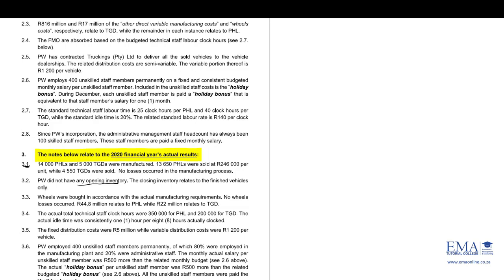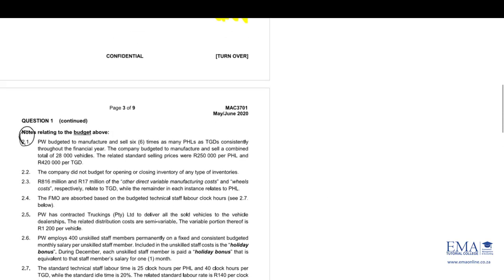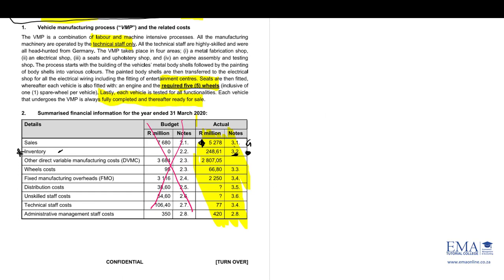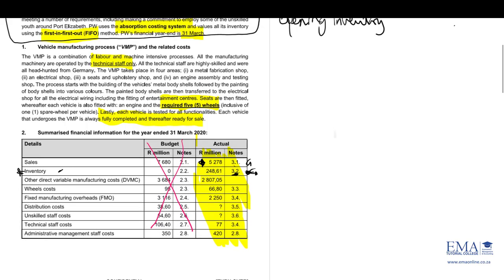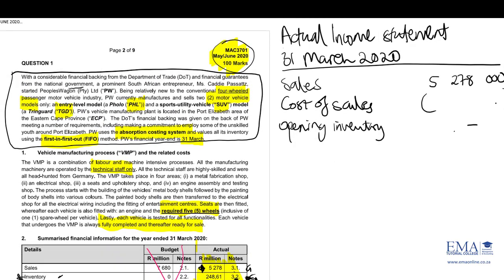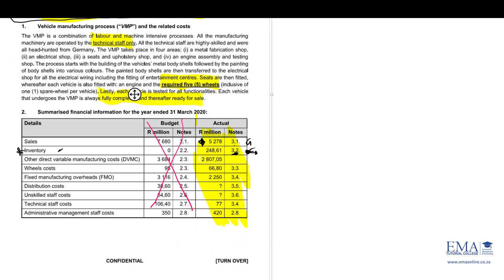Then they say the closing inventory relates to the finished vehicles only. So we only have closing inventory. Which means the inventory that is provided here is a closing inventory. This is going to be our closing inventory given. So opening inventory was new, and then the closing inventory was given, so we need it later on. So you need to remember that closing inventory is there.